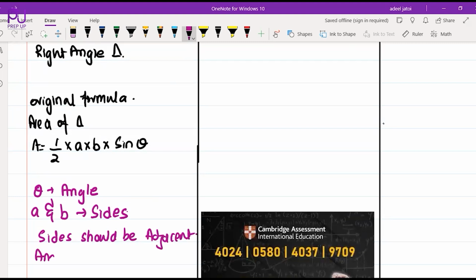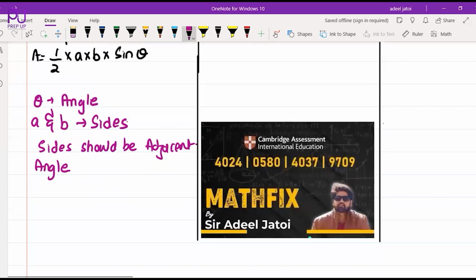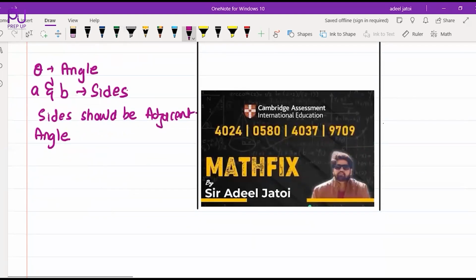Adjacent to the angle. For this, suppose we have a non-right angle triangle. If this is theta, then the adjacent sides to this theta will be this and this side. That means these two sides can be represented as A and B, or this can be A or this can be B. That means either side can be A or B.